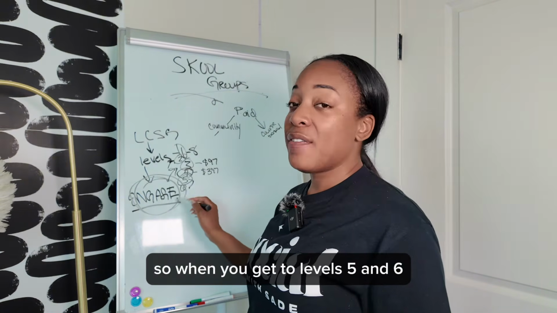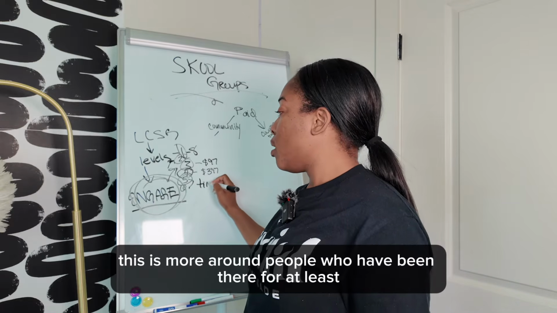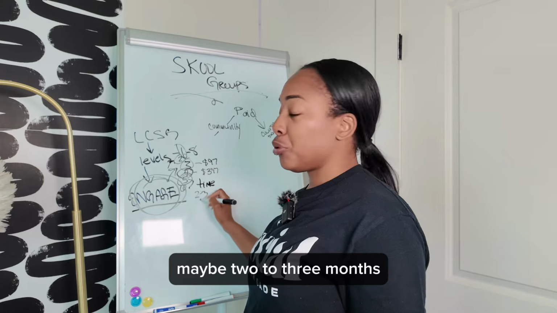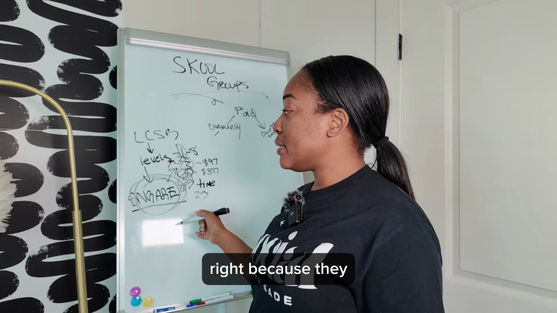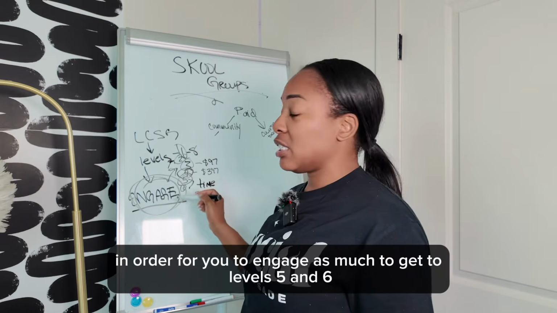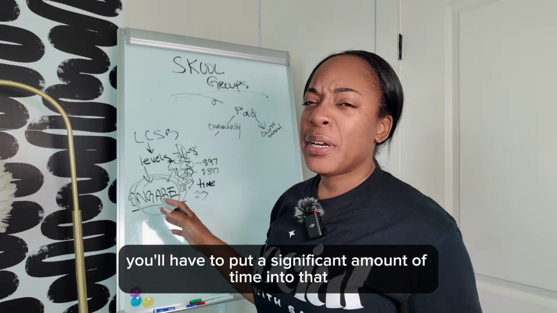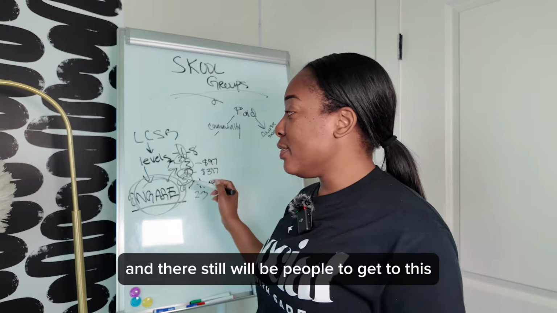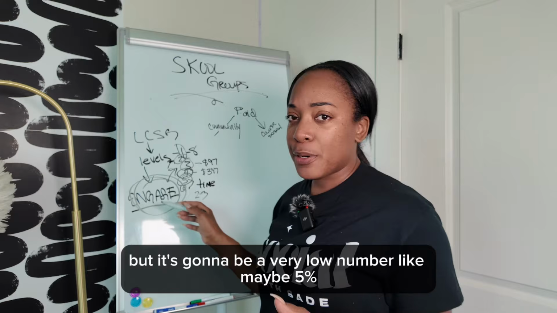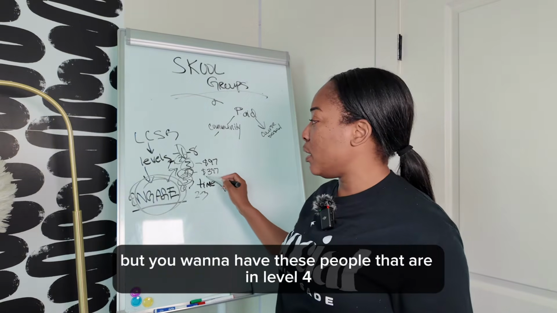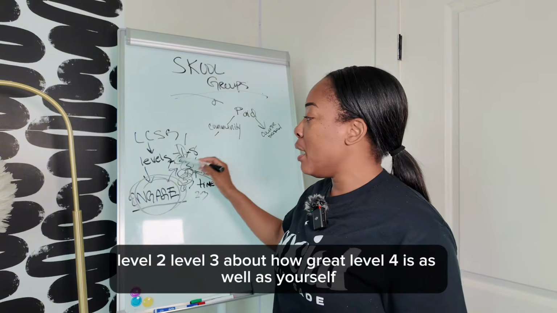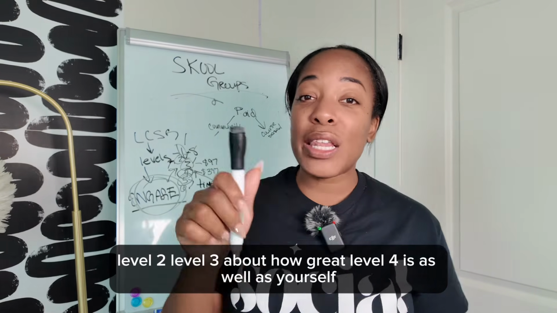So when you get to levels 5 and 6, this is more around people who have been there for at least maybe 2 to 3 months, right? Because in order for you to engage as much to get to levels 5 and 6, you'll have to put a significant amount of time into that. And there still will be people to get to this, but it's going to be a very low number, like maybe 5%. But you want to have these people that are in level 4 talking to these people that are in level 1, level 2, level 3 about how great level 4 is, as well as yourself.